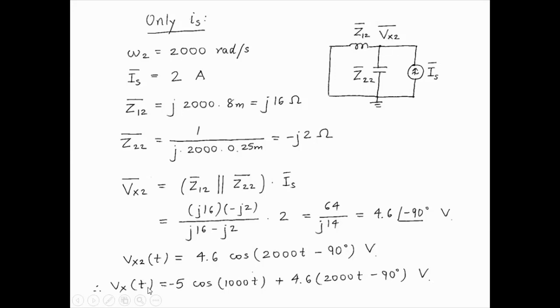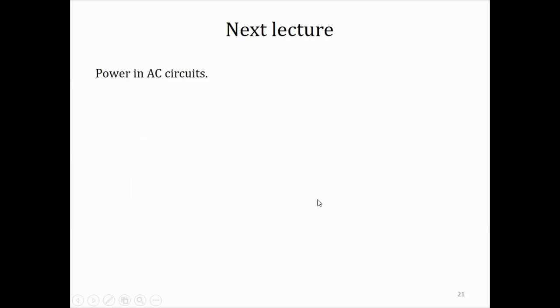Alright, so the final answer for Vx(t) is the superposition of the voltages due to the two different sources: minus 5 cos 1000t plus 4.6 cos(2000t minus 90 degrees). All right, next lecture we'll discuss power in AC circuits.